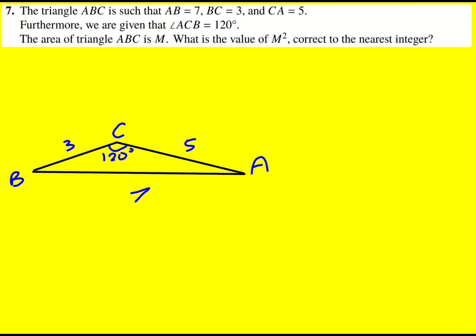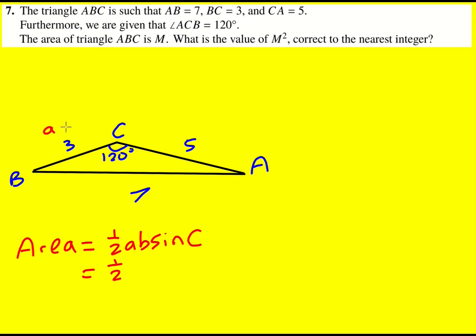We're told that the area of the triangle is M. What's the value of M squared? So ideally for this, you'll know the formula that the area is a half ab sine C. And if you didn't know that, well then I think it's worth learning at this moment, and I will derive it at the end. Because then all we have to do is substitute in.